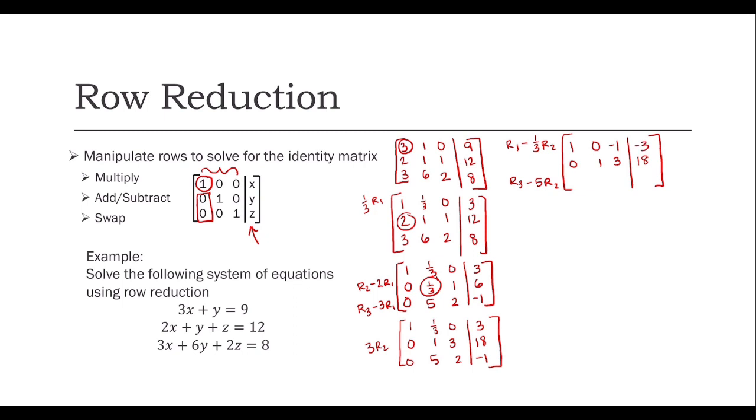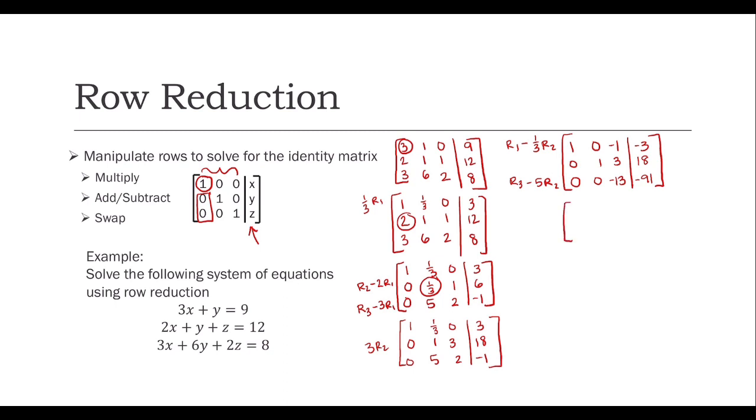And then our bottom row, row 3 minus 5 times row 2, we'll have 0 minus 0 is 0. 5 minus 5 is 0. 2 minus 15 is negative 13. And negative 1 minus 90 is negative 91. So now our second column is how we want it to be. So we'll work on our third column.